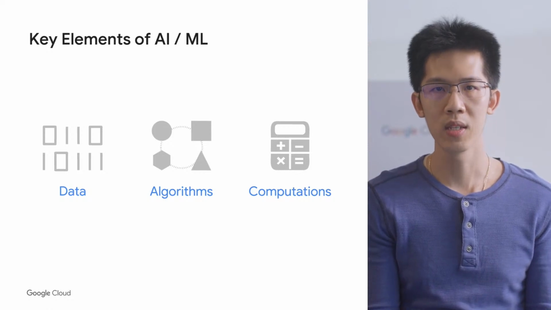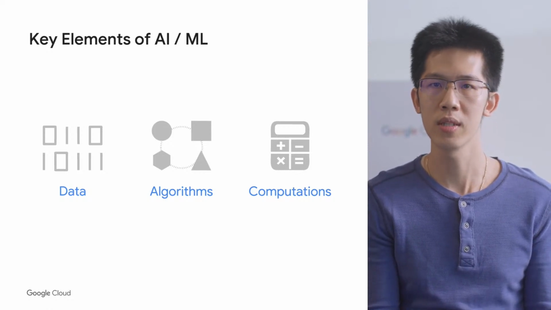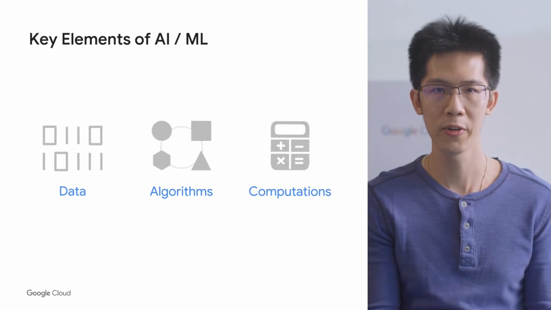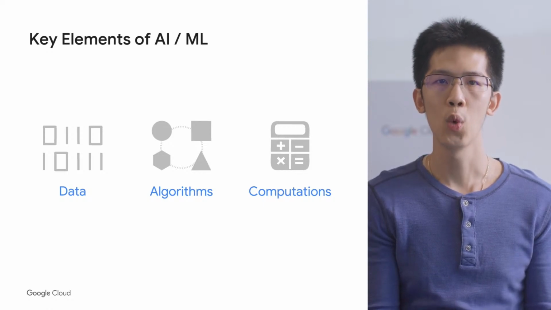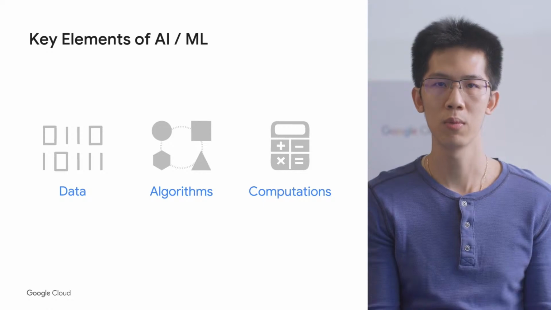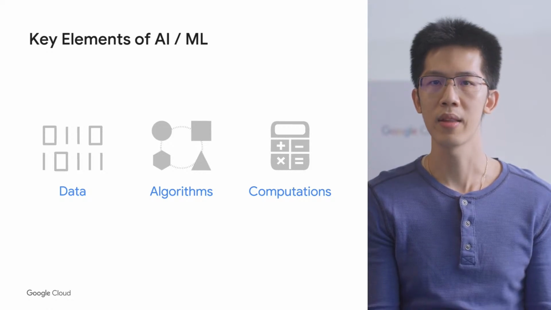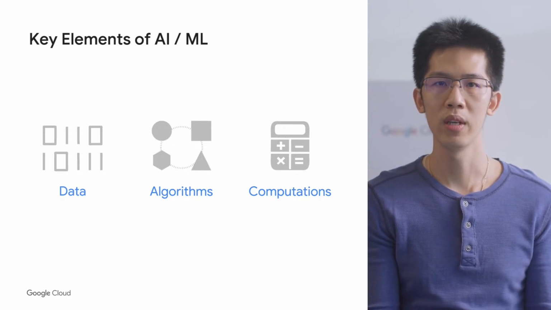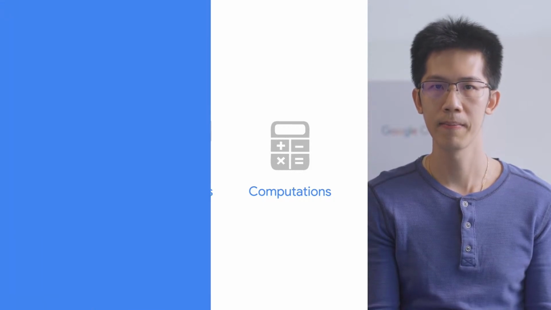Out of these three elements, we don't really have to worry much about the resources to run the computation in the cloud. But for the other two, we do have a few combinations of options. And that is how our AI portfolio is structured in Google Cloud in three different buckets.